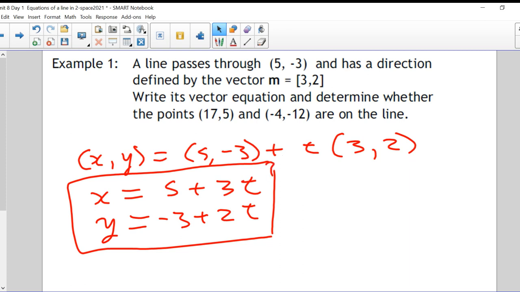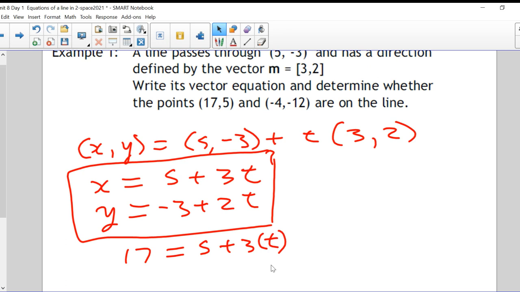Well, let's find out if this point (17, 5) is on the line. Does it actually fall on the line? Remember, 17 is my x coordinate and 5 is my y coordinate. So if I set x as 17, using this formula, x equals 5 plus 3t, that means 17 should be equal to 5 plus 3 times t. If I can solve that, I can figure out what my t is.